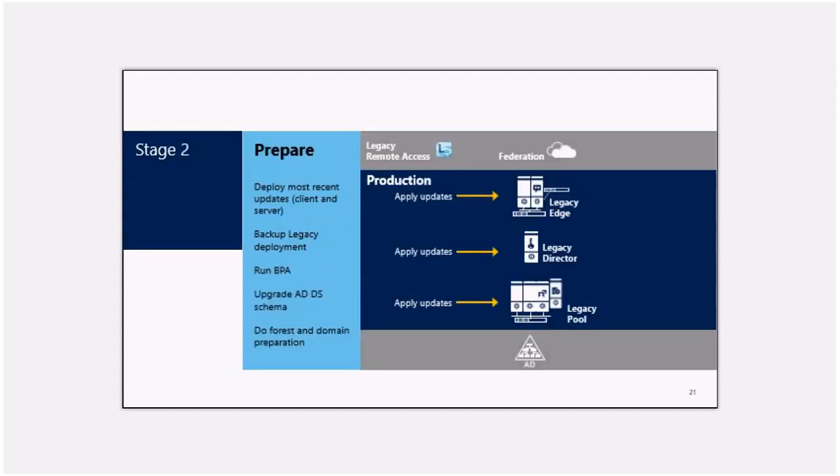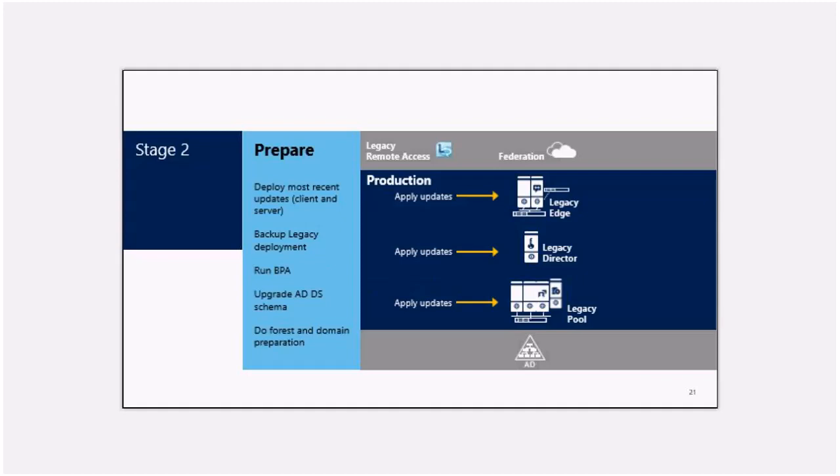Once we have that, now we're able to prepare. We want to prepare the legacy environment to support Lync 2013. So first thing we want to do is make sure that from a client perspective and a server perspective, you're on the most recent versions. You need to be on Lync 2010 CU6 or higher to connect to a Lync 2013 environment, and you want to be on at least the Service Pack 2 release of Lync 2010 to be able to connect to the Lync 2013 environment. After you've got your updates deployed, take a backup of your environment.